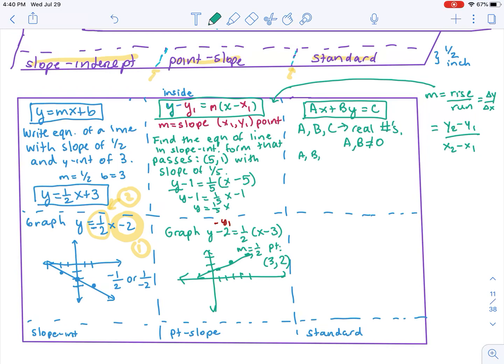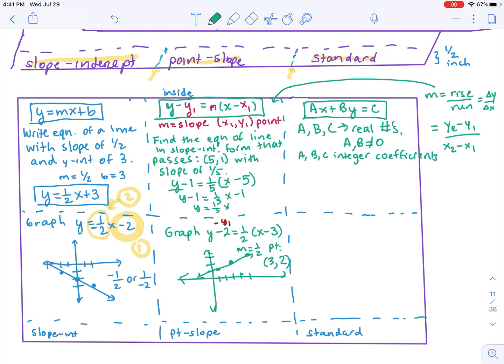Also, a, b, and c must be integer coefficients, meaning that we can't have fractions. And then certain textbooks will say that a must be positive in order for it to be standard form. And with that, it depends on the textbook. We'll say for this course that it's fine that a is positive or negative. It's any integer coefficient. It just can't be a fraction.